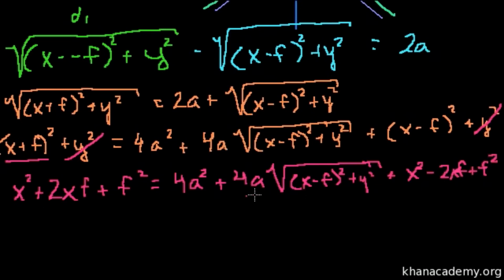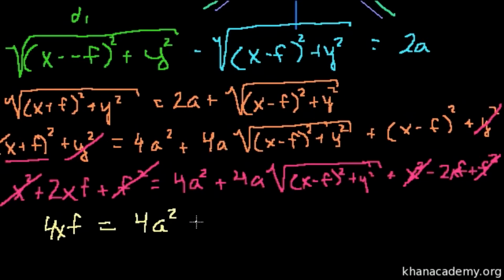And then let's see, what can we cancel out? Well, we have an x squared on both sides of this. We subtract x squared from both sides of the equation. We have an f squared on both sides of the equation, so let's cancel that out. And see, what can we do to simplify it? So we have a minus 2xf and a plus 2xf. Let's add 2xf to both sides of the equation, or bring this term over here. My phone is ringing. Let me turn it off. If you add 2xf to both sides of this equation, what do you get? You get 4xf. Remember, I just brought this term over. This left-hand side is equal to 4a squared plus 4a times the square root of (x minus f) squared plus y squared.